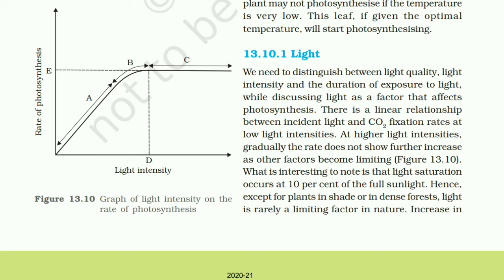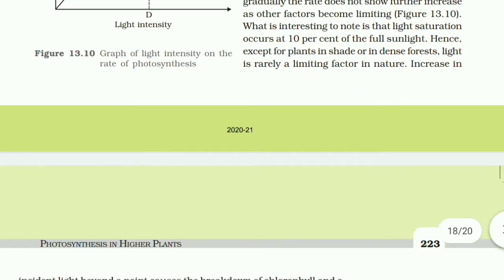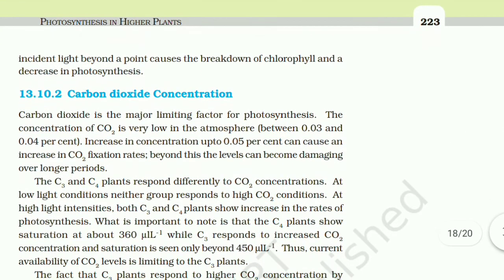What is interesting to note is that light saturation occurs at 10% of the full sunlight. Hence, except for plants in shade or dense forest, light is rarely a limiting factor in nature. Increase in incident light beyond a point causes the breakdown of chlorophyll and a decrease in photosynthesis.